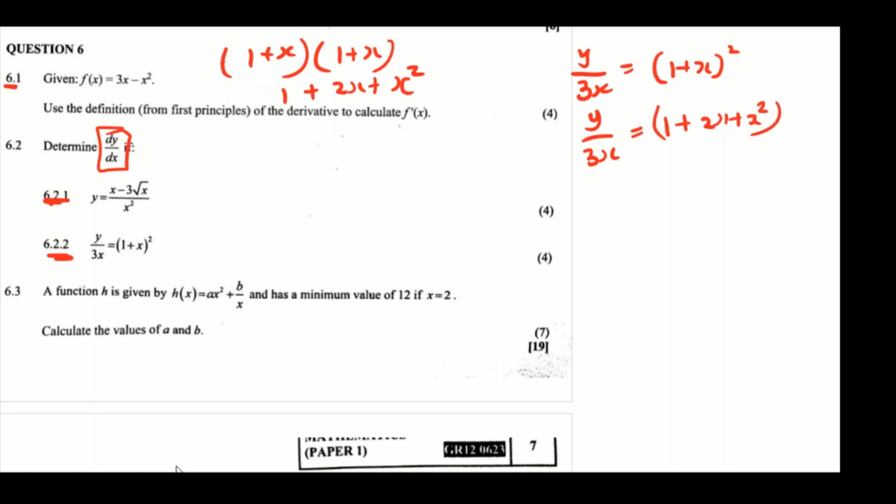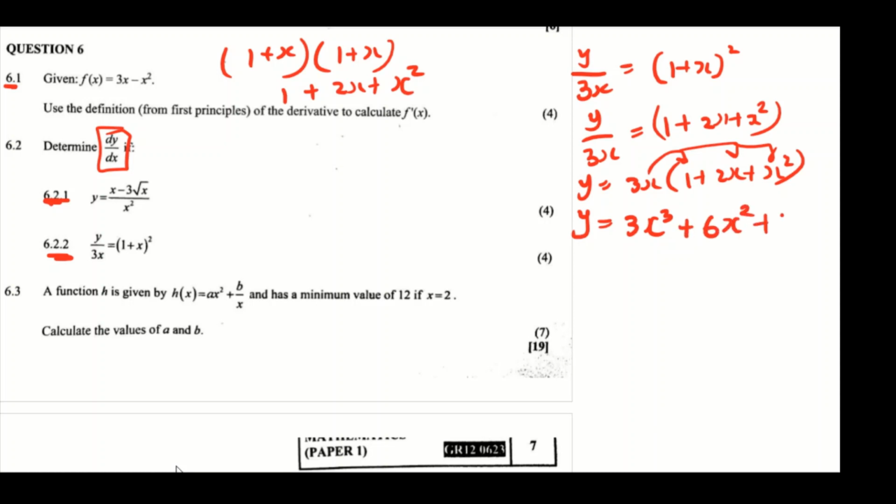Put the brackets, cross multiply. Y is equals to 3x into 1 plus 2x plus x squared, right? So it's y is equals to this 3x. We're going to multiply everything inside here. We'll have 3x cubed plus 6x squared plus 3x, right? And then you derive this, so it's going to be d prime y prime or dy dx. So it just depends on how you write it. You can write dy over dx, or you can just write y prime.